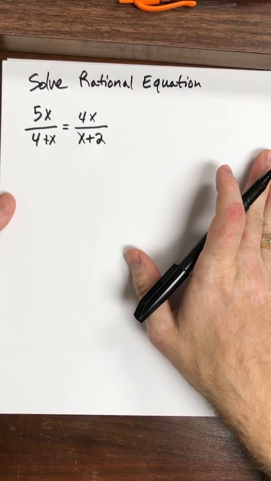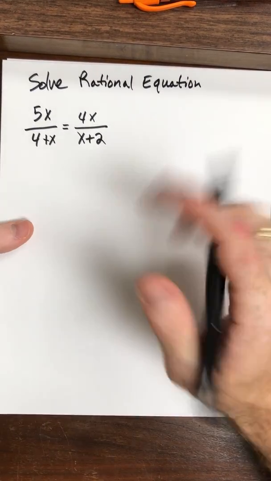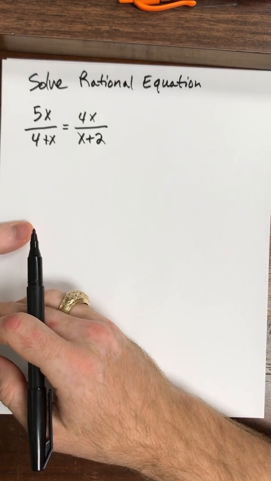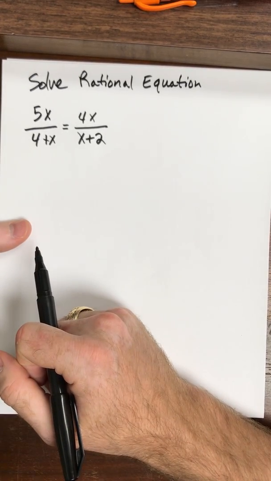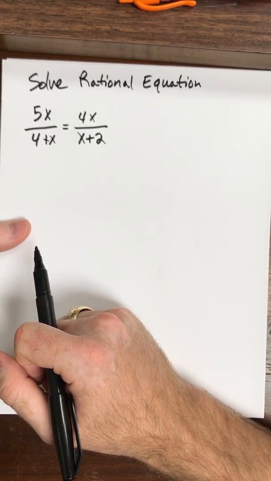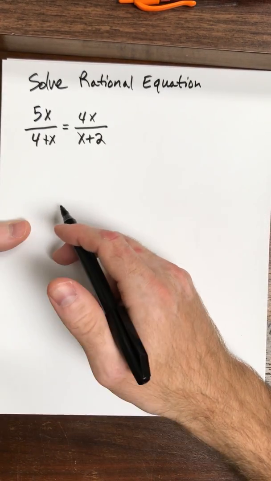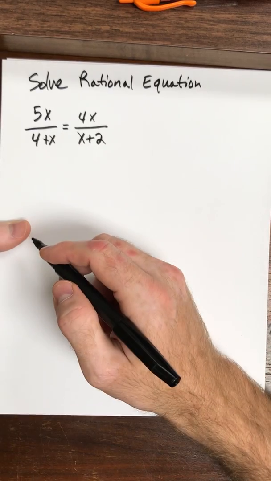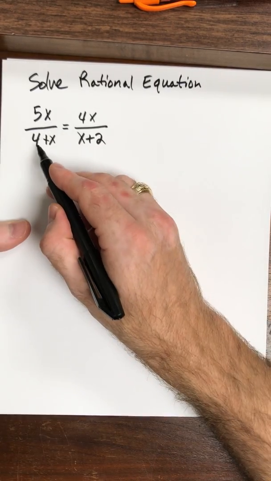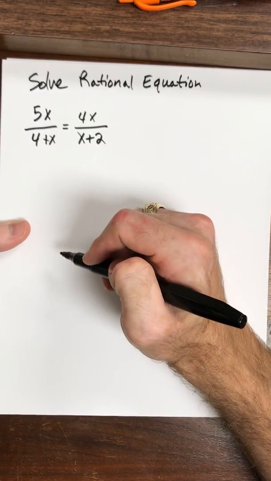All right, so we want to solve the rational equation. To do this, we need to first get rid of the denominator, all right? When I look at this though, what would be really bad here? Anytime I divide by 0, that's bad. So what x values would give us 0?